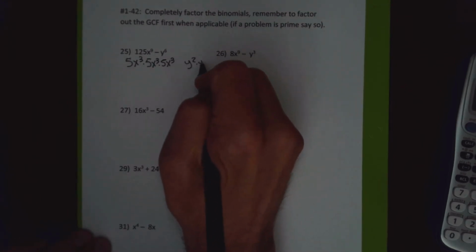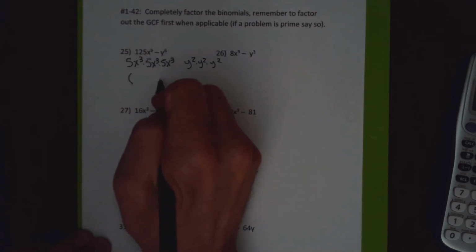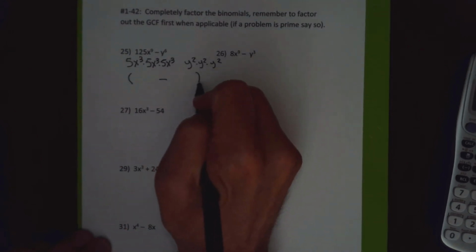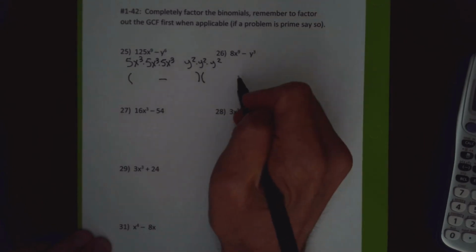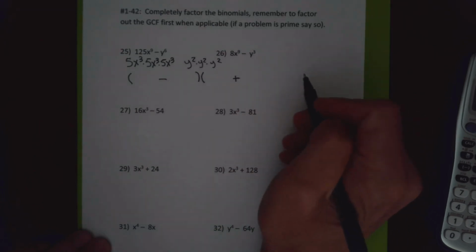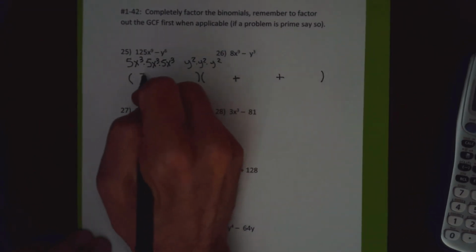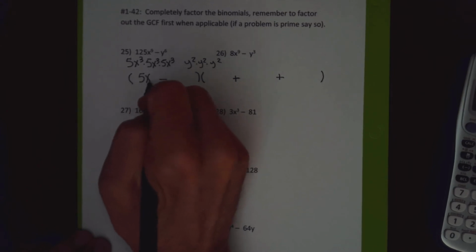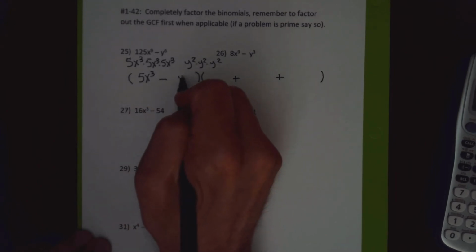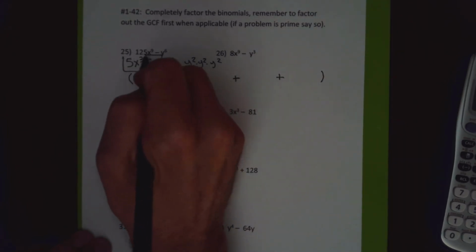So y squared, and y squared. Make two parentheses. First parentheses, I keep the sign, same sign that the problem has. Second parentheses, I change the sign that I put in the first parentheses, and it ends with a plus. First factor, I get 1 from each grouping, so I get a 5x cubed and a y squared. And then I make pairs.